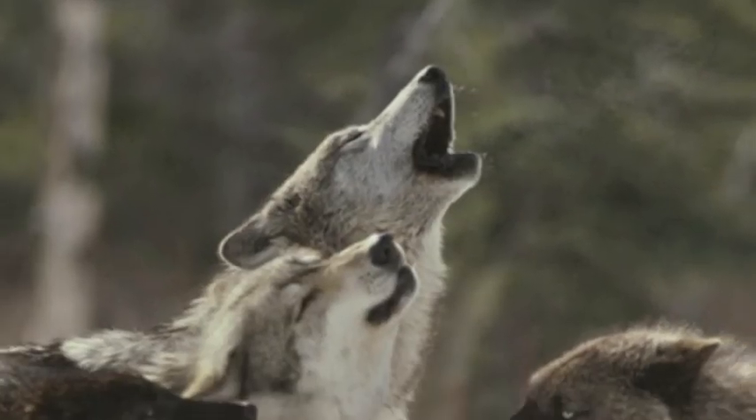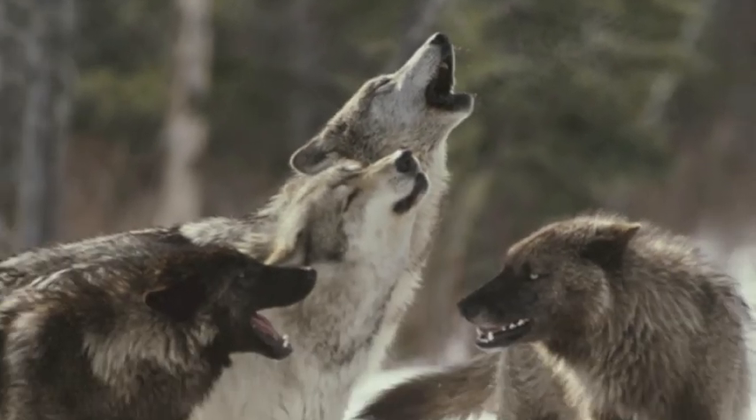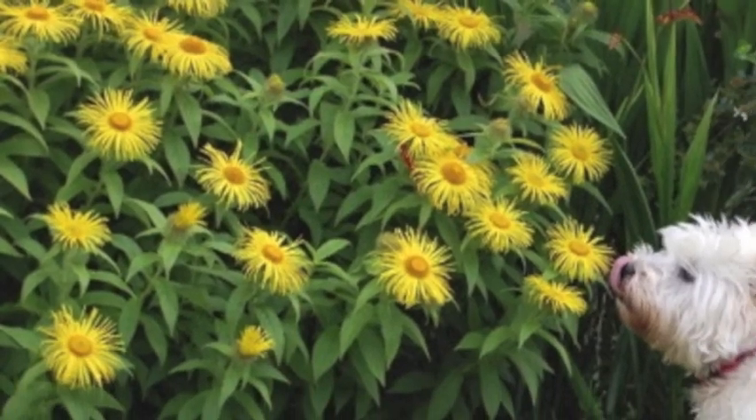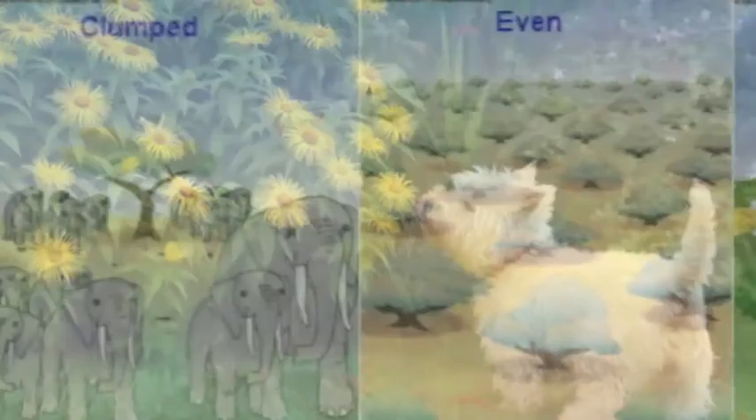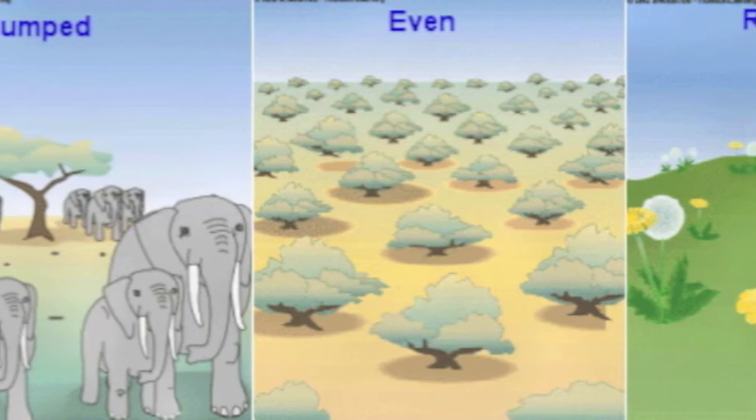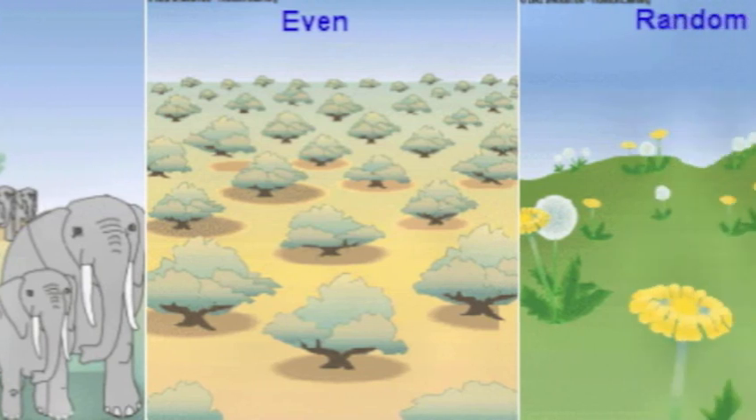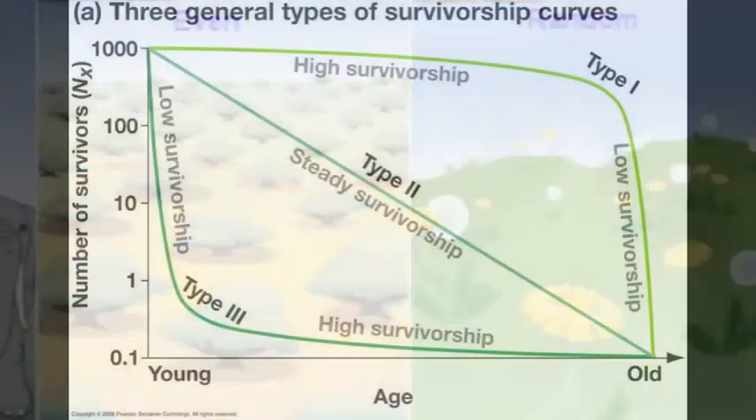Clump dispersion is the most common, and it can be seen in fish and wolves. Some plants secrete toxins that keep other plants away to create a uniform dispersion. Finally, random spacing occurs when there are no special attractions or repulsions between organisms in the population.